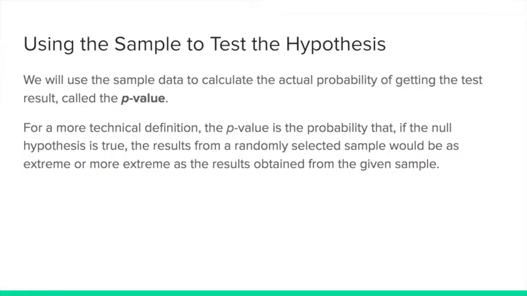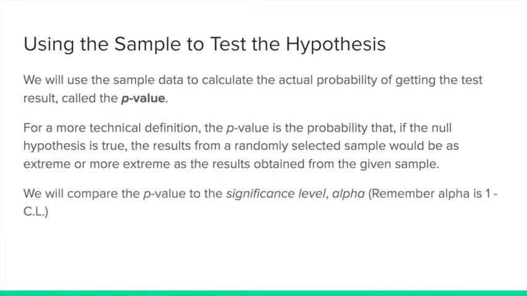Technically what it is the probability that if the null hypothesis is true, we would get results from a randomly selected sample that are as extreme or more extreme as the results that we got in our current sample. Okay, so basically what it's saying is, what are the chances that this sample is wacko? Alright, that's the p-value.